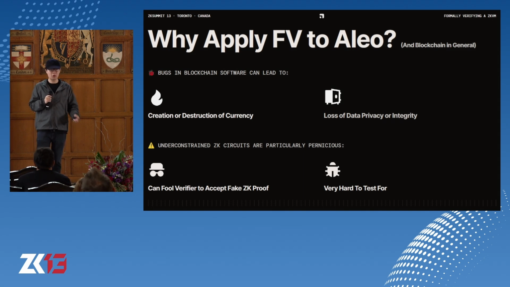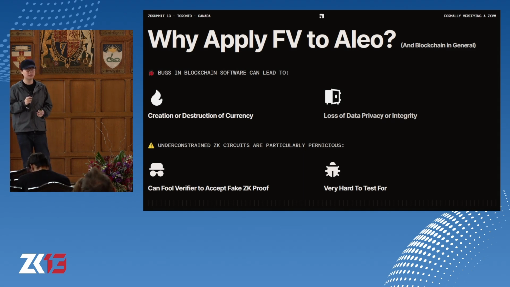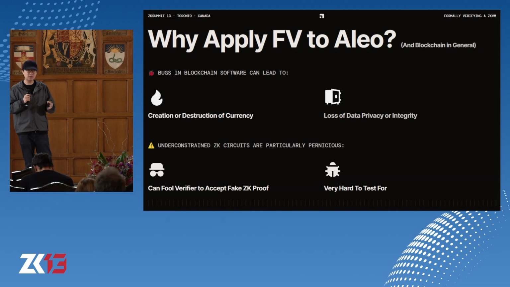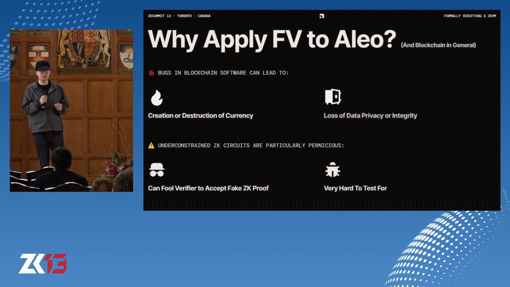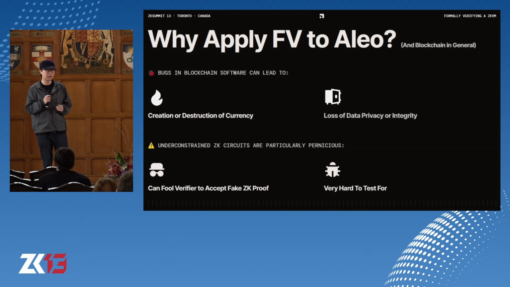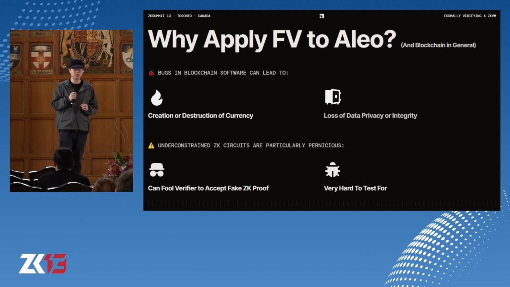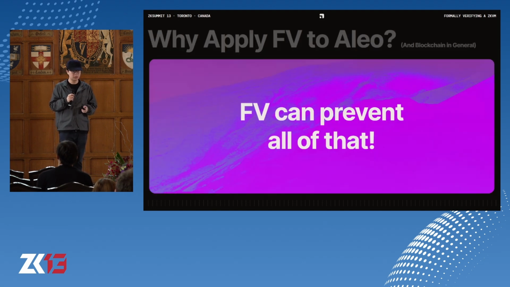But I think the bigger problem, as many of you know, is that as an industry, a lot of teams in ZK are moving fast and shipping fast. And these are bugs that are very hard to test for. To make sure that you actually catch these bugs, there are very few techniques that get you that strong level of assurance. We alluded to fuzzing, but in reality, formal verification is probably the most surefire way that we know of today to actually detect these types of issues. And so formal verification can prevent that.